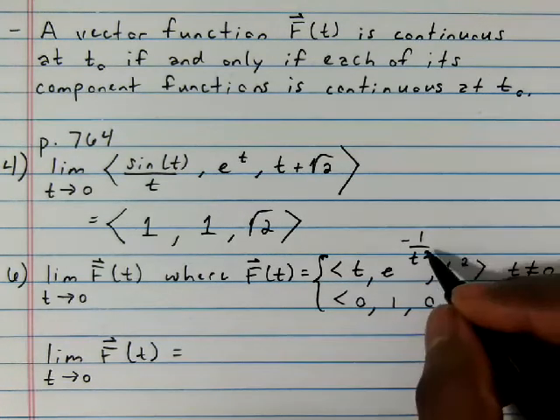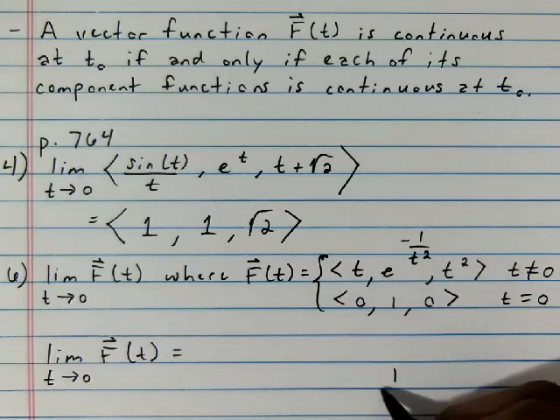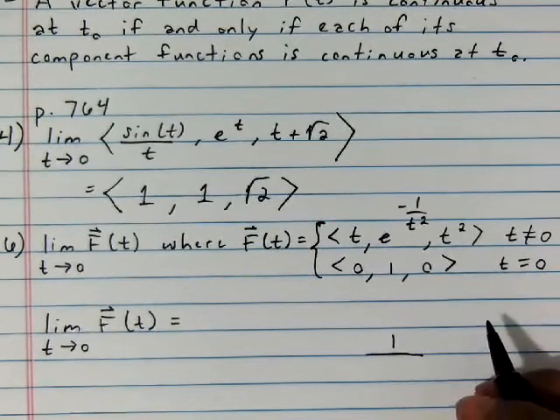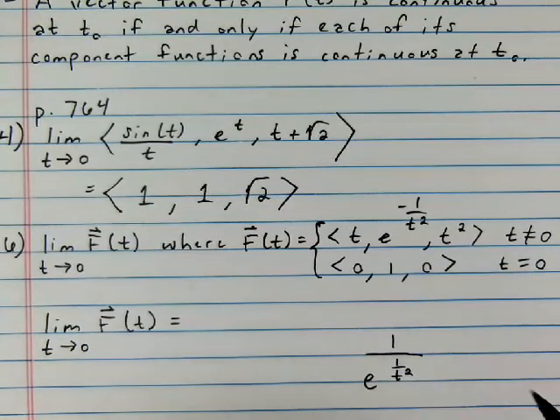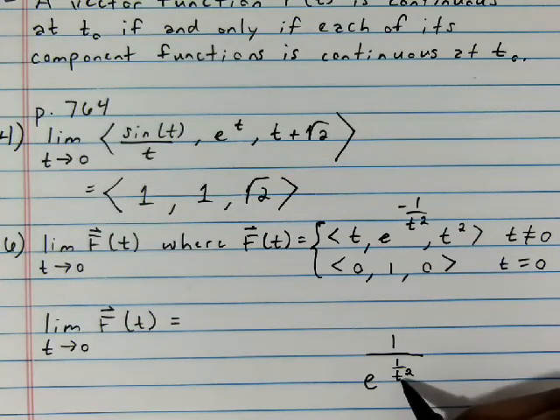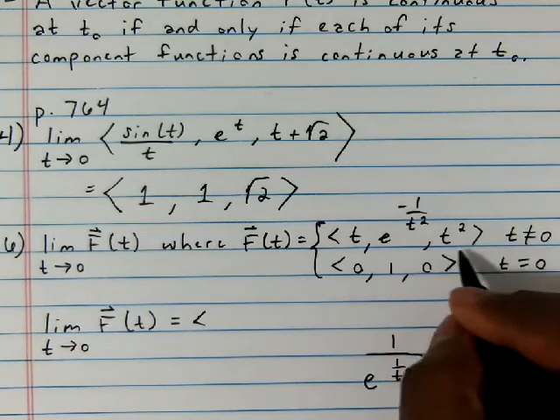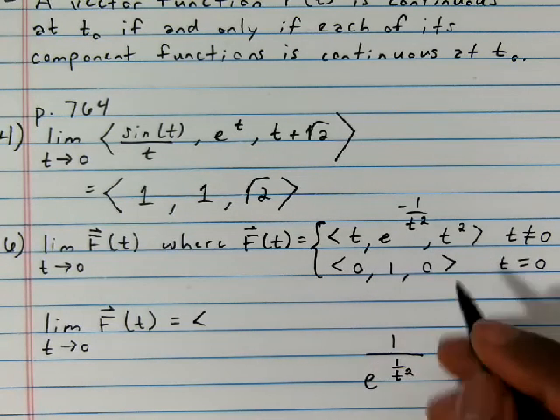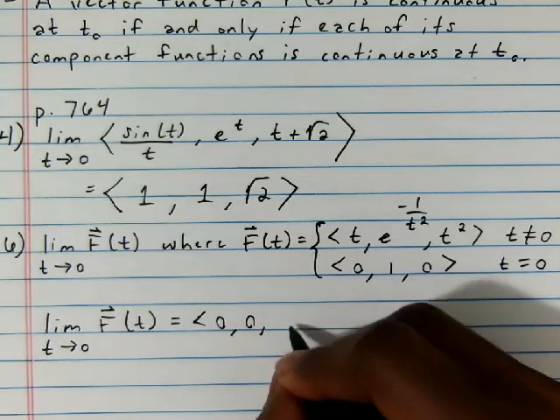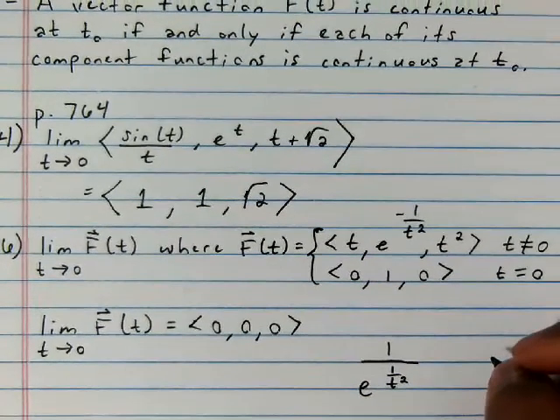So this right here is 1 over e to the 1 over t squared. As t goes to 0, this exponent is going to go to infinity. So that means this whole denominator is going to go to infinity, which means this whole term is going to go to 0. So this one exists and this one exists as t goes to 0. So we're going to get 0, 0, 0 for all three of those limits. So our answer there would just be 0, 0, 0.